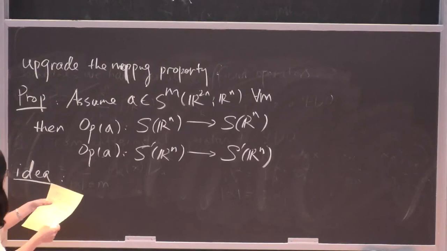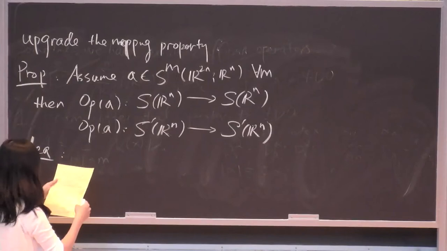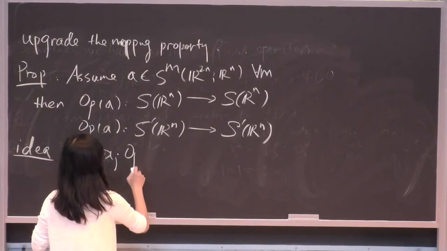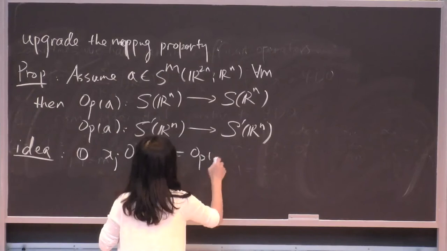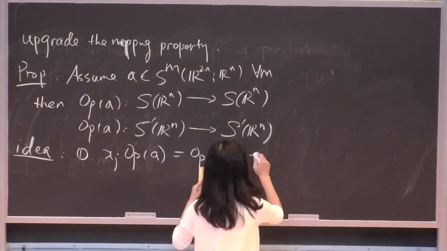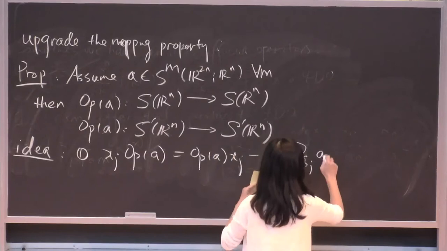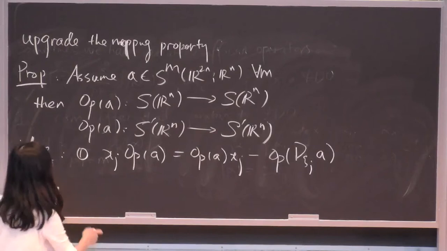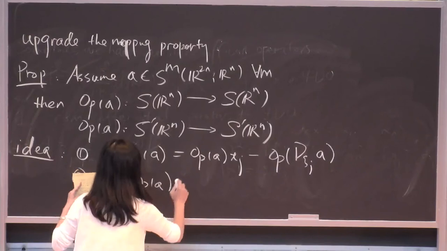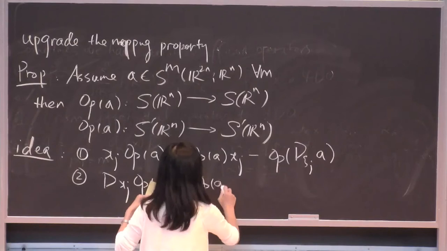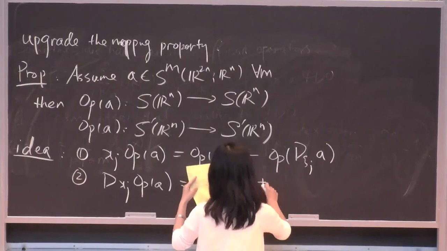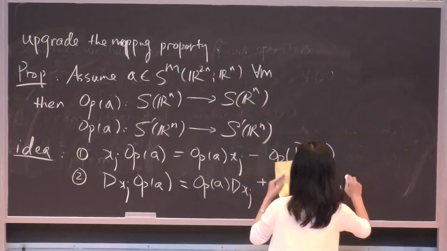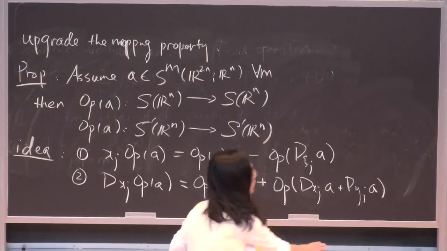What's happening here is that we have two very useful commutator relations. Let me write them out first. The first relation is x_j composed with Op A is equal to Op A composed with x_j, minus Op of (∂_{ξ_j} A). I'll explain a little bit what this is. The second relation is ∂_{x_j} applied to Op A. Again, I'm going to flip this ∂_{x_j} to the other side, and then I'll get a commutator, which is plus Op of (∂_{x_j} A plus ∂_{y_j} A).